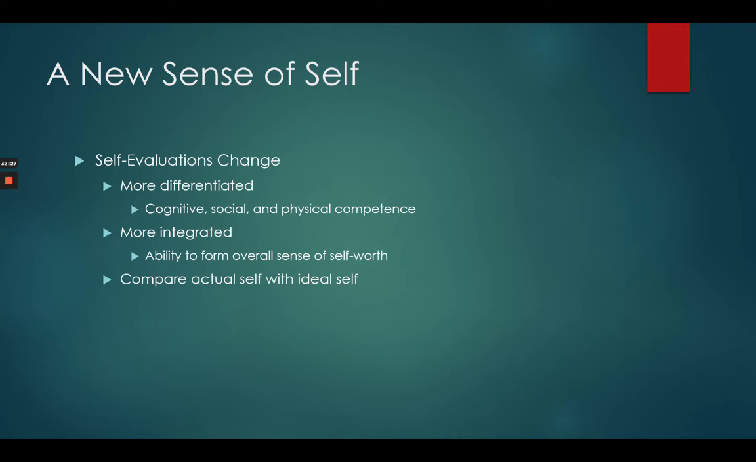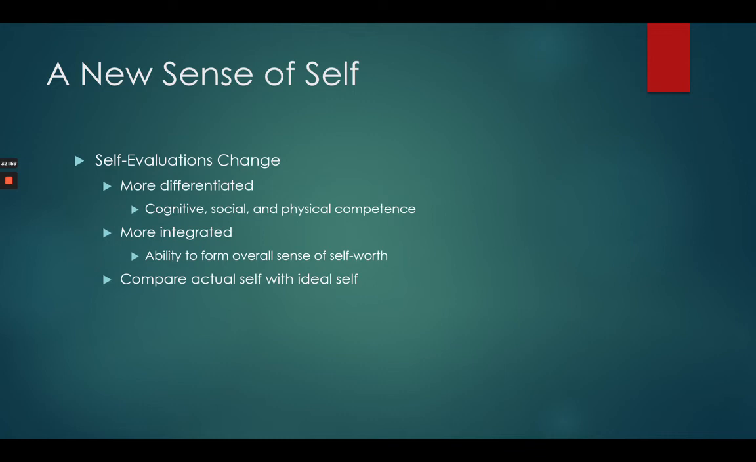So there's integration, which means that, again, remember cognitively, kids can think about multiple variables, multiple things at once. So kids can think about these multiple things about themselves at once and integrate it. And when you talk to a kid in middle childhood, you'll see that they can have a very complex sense of themselves. Some positive aspects, maybe some negative aspects, but still all them.